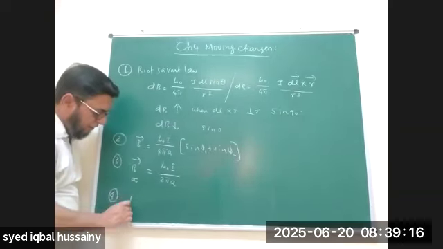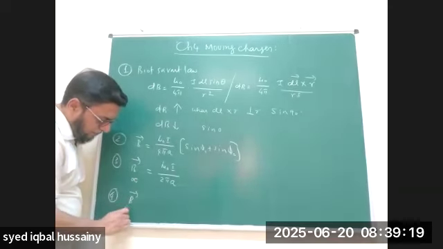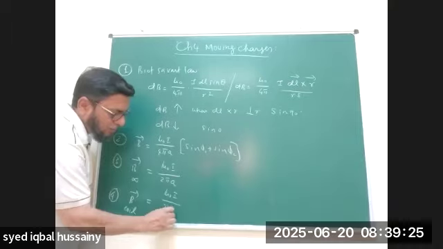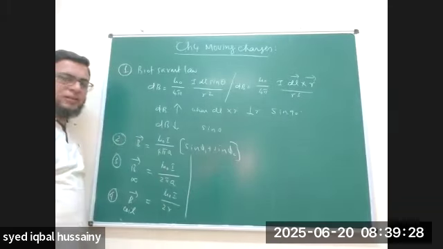And then magnetic field due to a coil at the center is mu naught I by 2R. Good. So all these things you know.